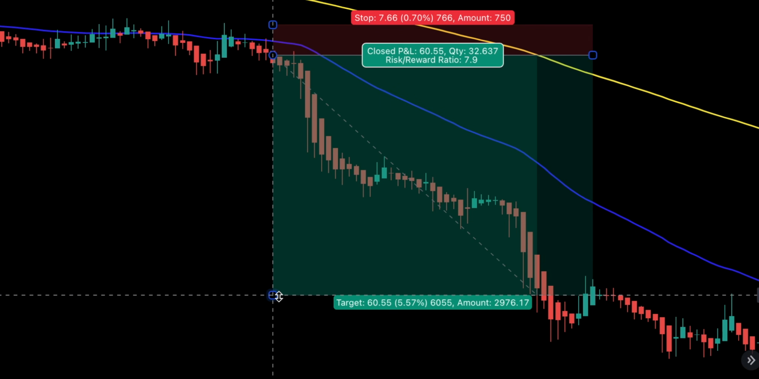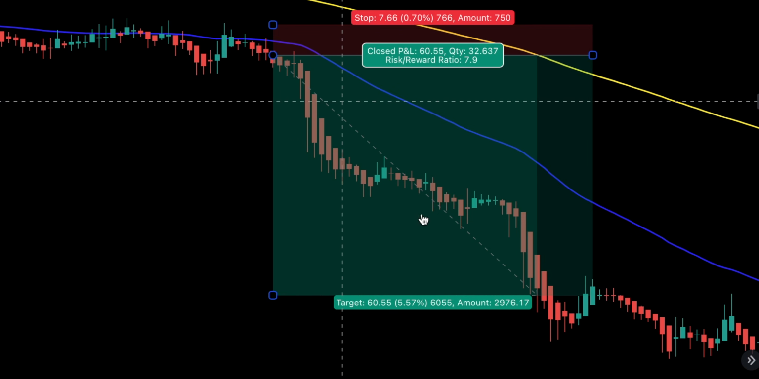And by using this technique, you don't really feel bad for exiting the trade too early. We see that you're almost catching the whole trend.